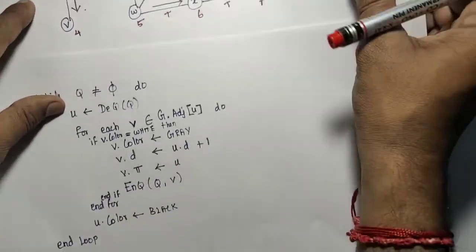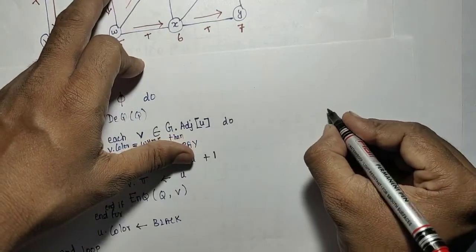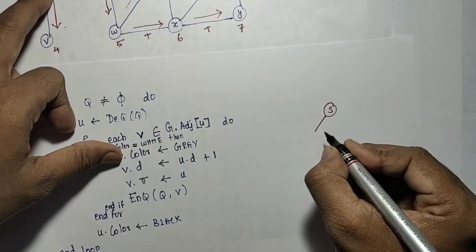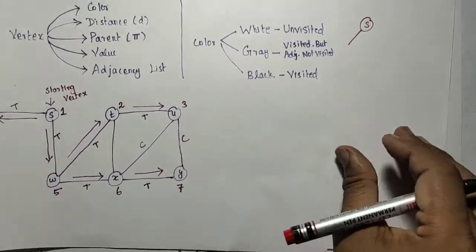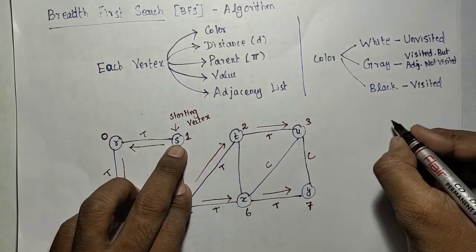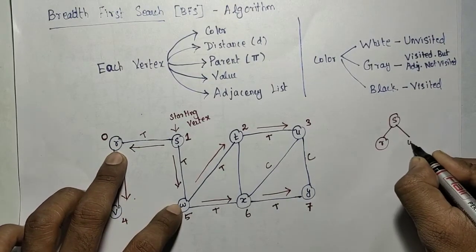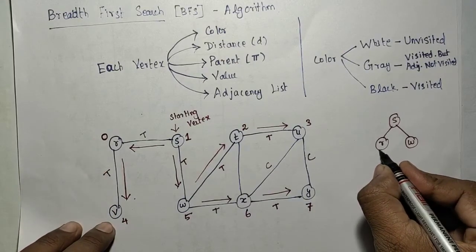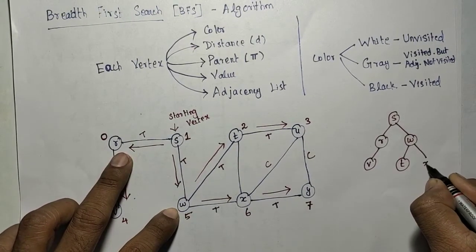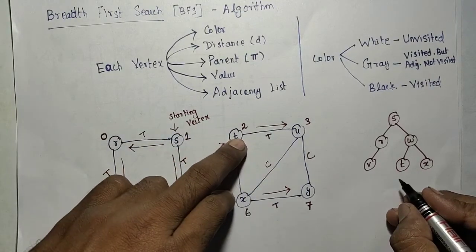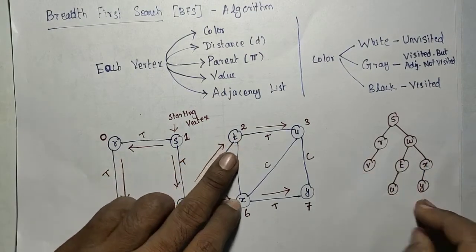Here itself we will draw it: that is 1, that is S, and then this S visits R and W, and then R visits V, from W, T and X, from the T, U alone, from that X, Y alone. So we will get this tree.